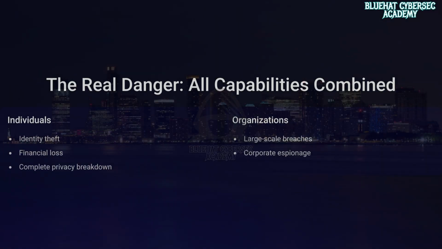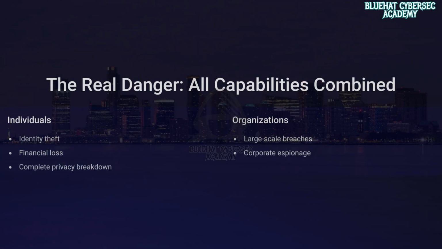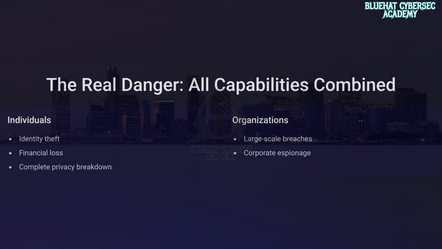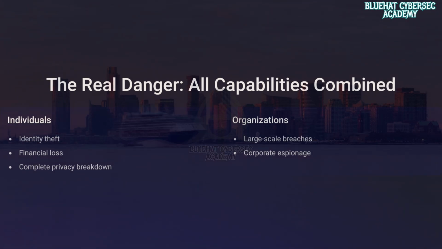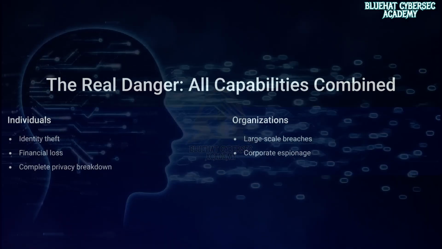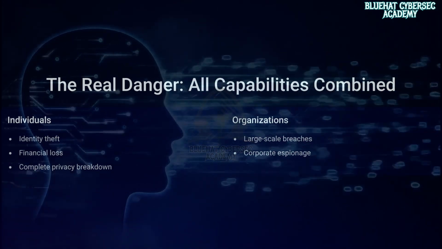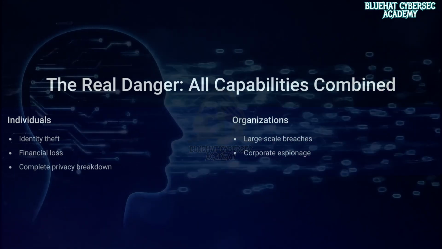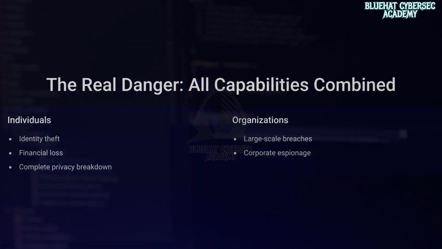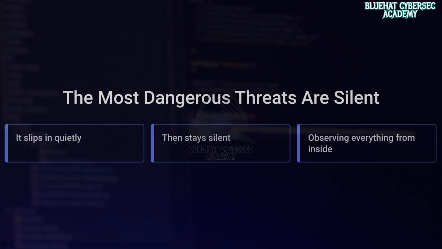When you put everything together, the real danger of remote access Trojans becomes clear. It is not one feature, it is the combination of all of them working together. A complete surveillance and control system capable of monitoring digital behavior, stealing sensitive credentials, observing physical surroundings, and maintaining long-term hidden access. For individuals, this can lead to identity theft, financial loss, and complete privacy breakdown. For organizations, it can escalate into large-scale breaches and corporate espionage. And when you zoom out, the final truth is simple.